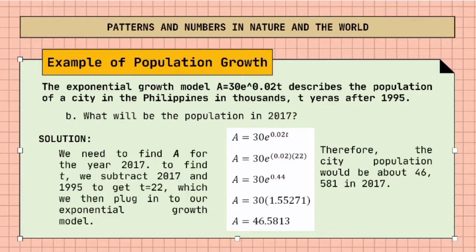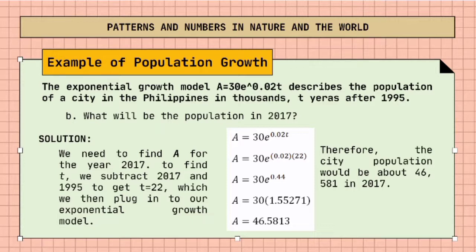Next, problem number 2: what will be the population in 2017? So we need to find A for the year 2017. To find t, we subtract 1995 from 2017 to get t = 22, which we then plug into our exponential growth model. So here's our computation. A = 30e^(0.02t). A = 30e^(0.02 × 22).